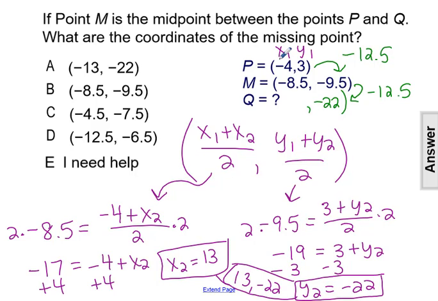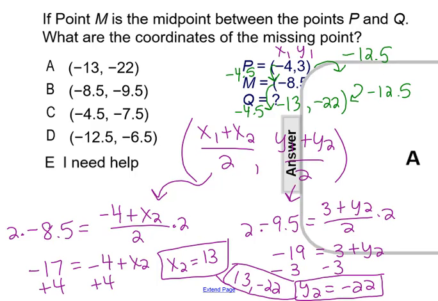If you go from the first endpoint of negative 4, that x coordinate, to then the x coordinate of negative 8.5, that is subtracting 4.5. So if we do that again, if we subtract 4.5 from the midpoint of negative 8.5, that gives us 13. So it gives you that same point of (13, negative 22). It doesn't matter which method you use. That's our answer, making it choice A.